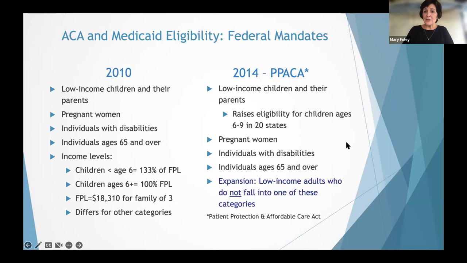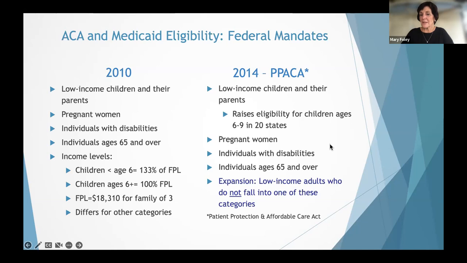After the Affordable Care Act, we'll just skip down here. A lot of it changed, but it raised the eligibility for children ages 6 to 9 in 20 states. So that was huge, to ensure that those kids still had care. It also introduced expansion to low-income adults who did not fall in one of the other categories. The biggest group of adults that were not eligible for Medicaid prior to the Affordable Care Act were what we call childless adults, single adults that were low-income, okay? And so now with the Affordable Care Act, if their income was such, they now became eligible.